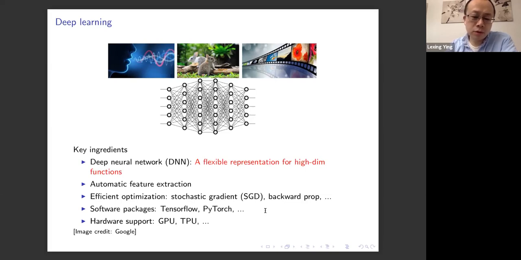Other things which also contribute tremendously to the success of deep learning include efficient algorithms like the stochastic gradient descent method, which is very simple, but extremely powerful. I think it's fair to say that we are yet to understand all the details and mathematical structure of stochastic gradient descent, and why it optimizes the deep learning problem so efficiently. At the same time, we should not forget about software packages like TensorFlow and PyTorch, and also hardware support like GPUs and TPUs, which really make deep learning training and inference very efficient on modern technology architectures.